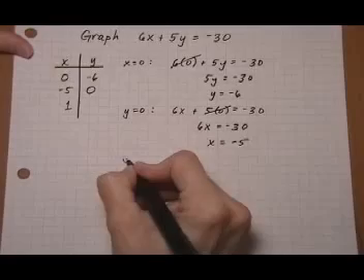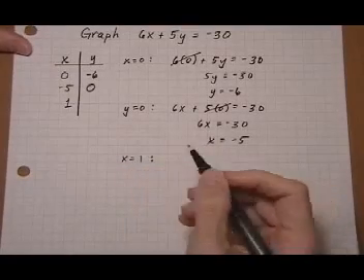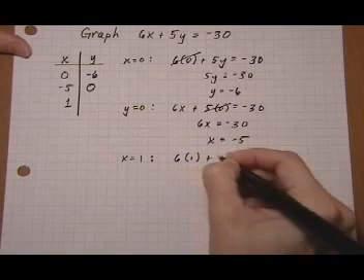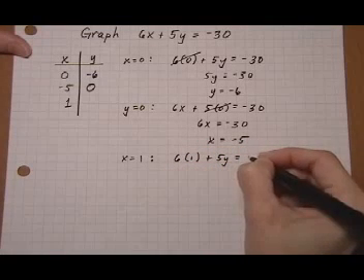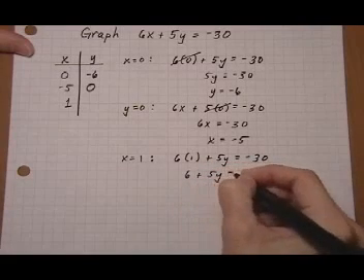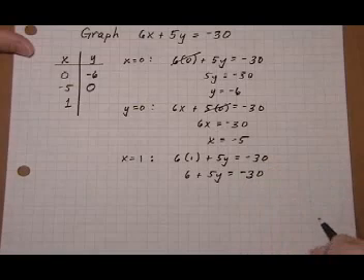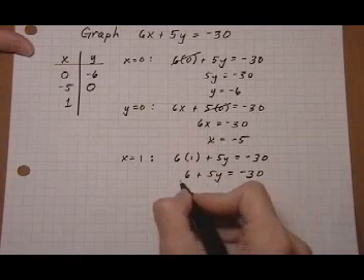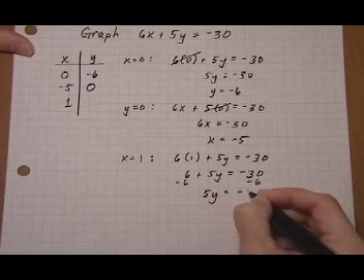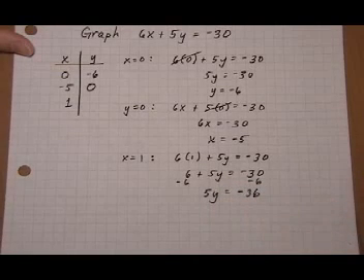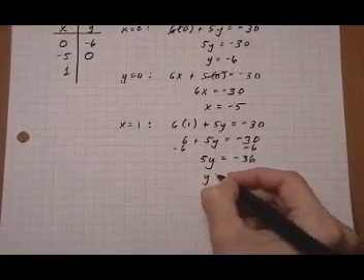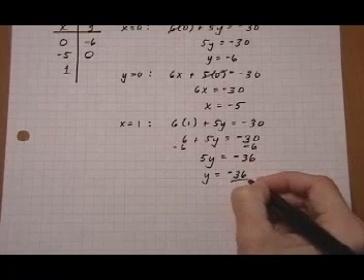And let's go ahead and put in x equals 1. And you can pick whatever you want for x or y. It doesn't matter, I just happen to pick 1. 6 times 1 plus 5y equals negative 30. That's the same as 6 plus 5y equals minus 30. And now we're just solving the equation for y. So I take away 6 on both sides. That gives 5y equals negative 36. And then I divide both sides by 5. Y equals negative 36 over 5.